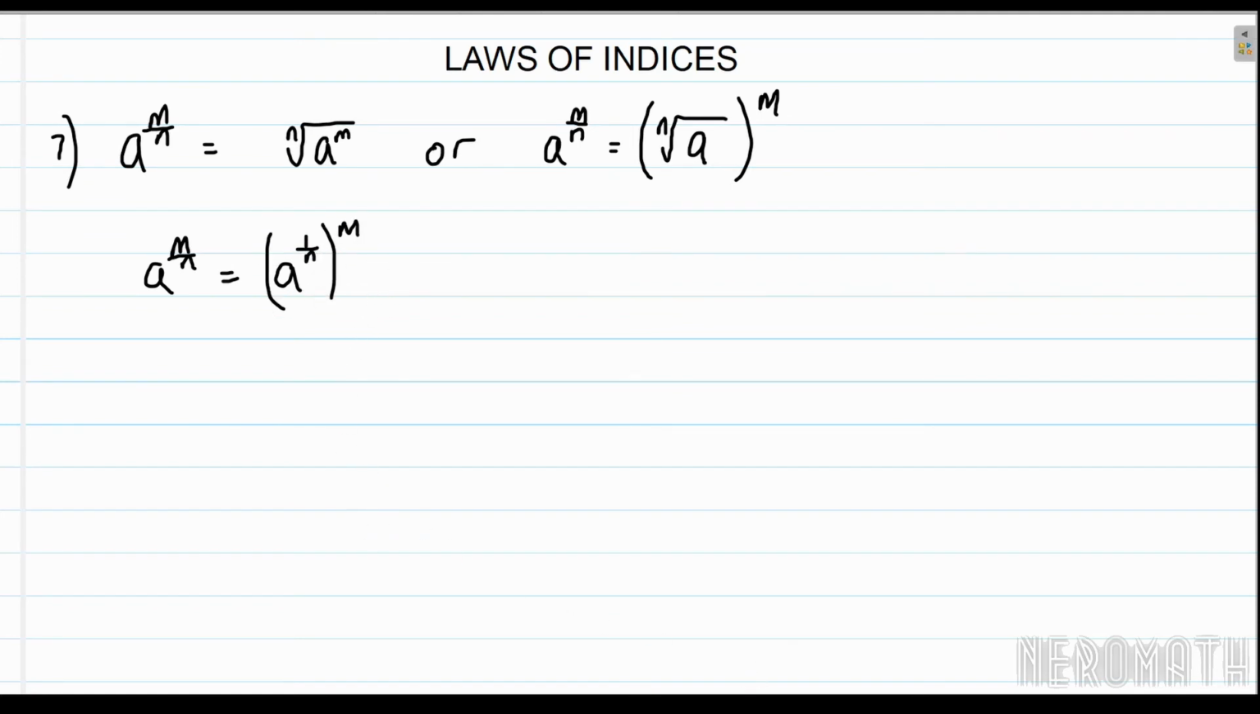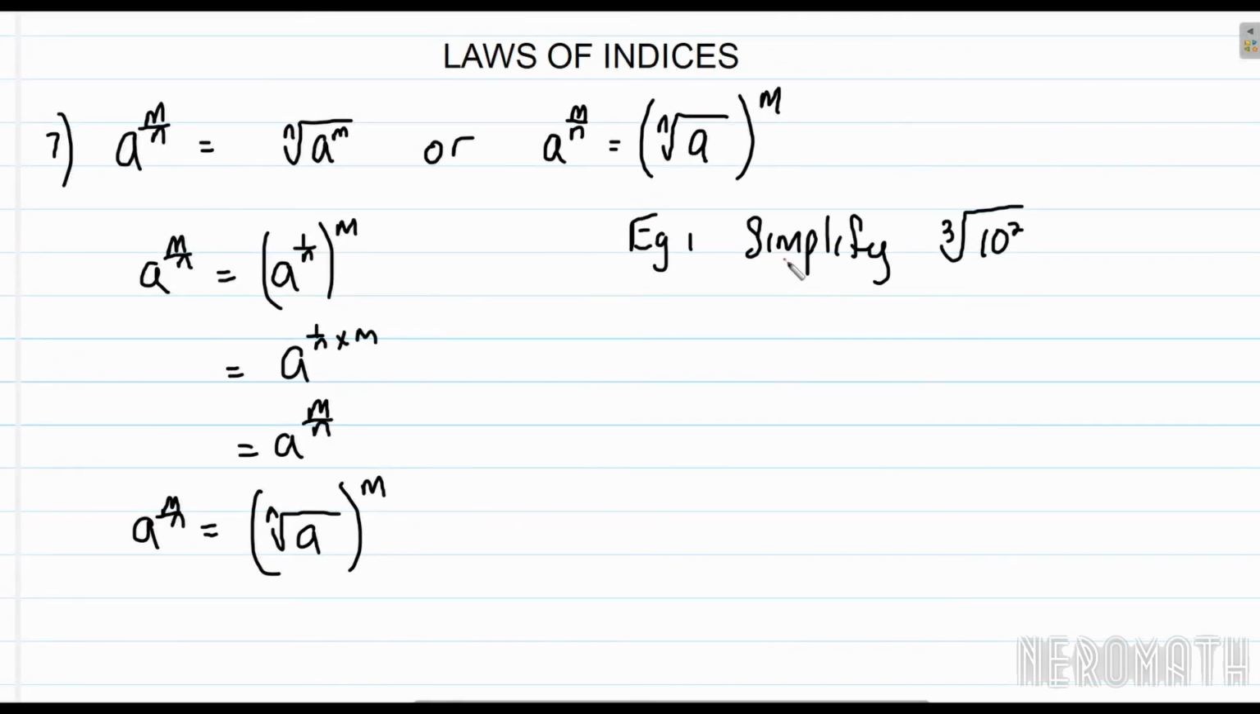So obviously, if you multiply two powers, you will get a to the power of 1 over n multiplied by m, which is a to the power of m over n. So if you take this situation here, this fractional power would be the nth root of a, and then you have the whole thing to the power of m. And that's why a to the power of m over n can be written as the nth root of a to the power of m.